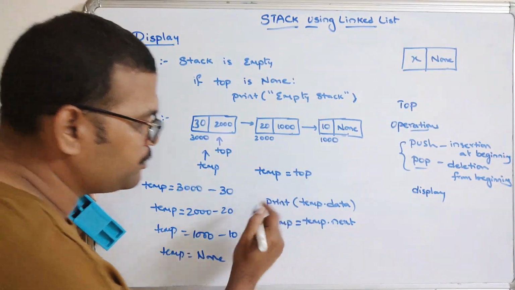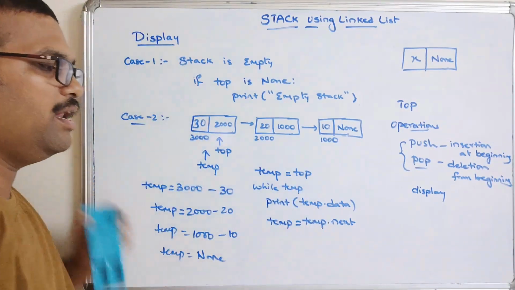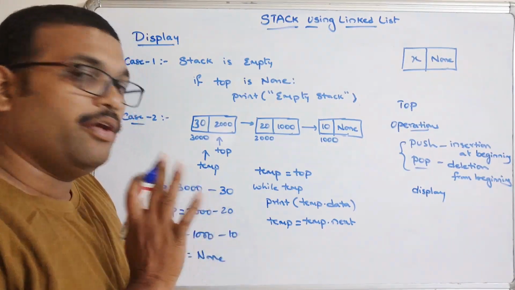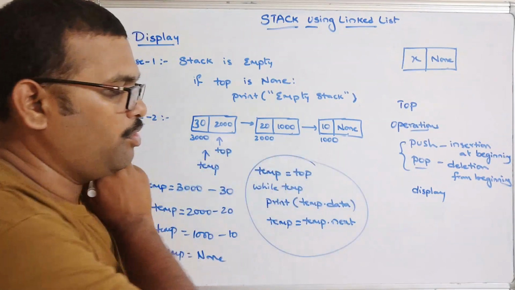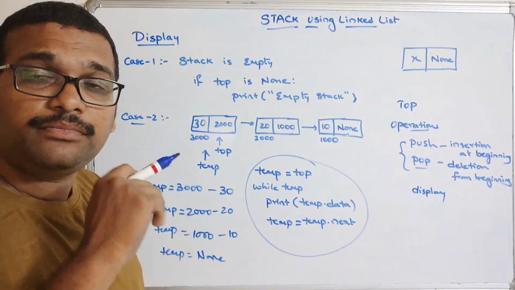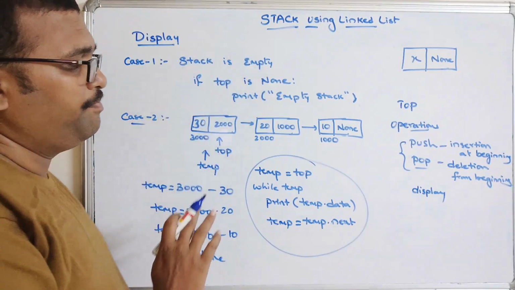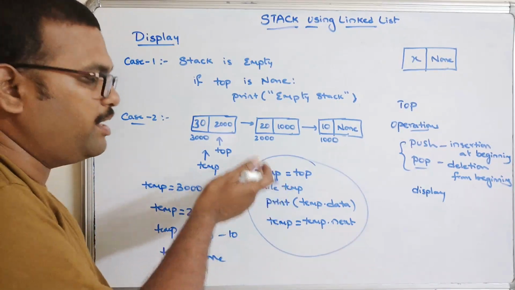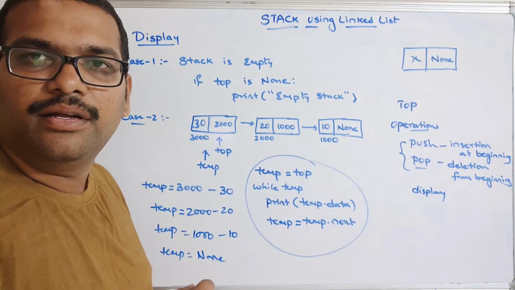That means we need to repeat this process, so while temp, whenever temp is equal to none, automatically it will be stopped. So we need to write this code in order to display each and every element of the stack. Here we are checking only two conditions. One is stack is empty. Another one is if the stack contains more than one element, we are printing all the elements one by one using iterative statements.